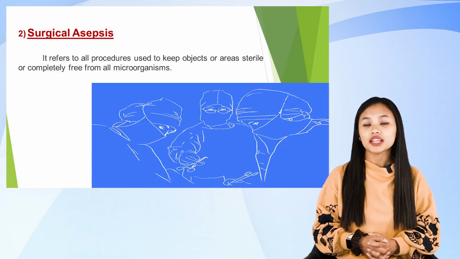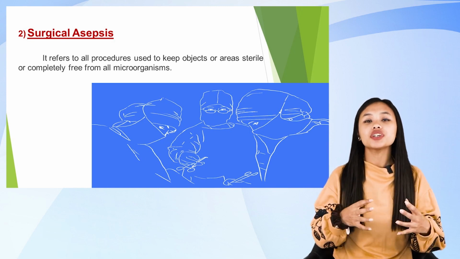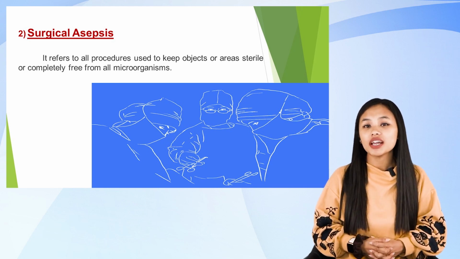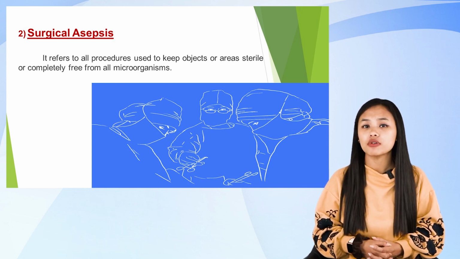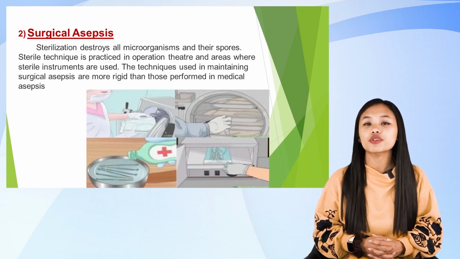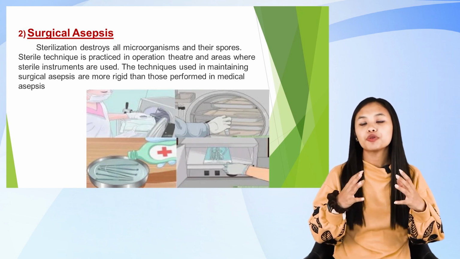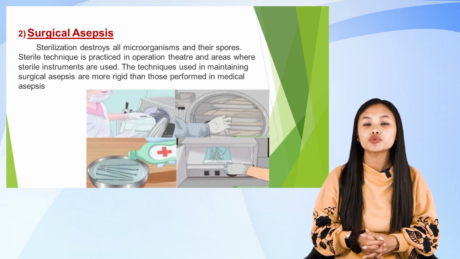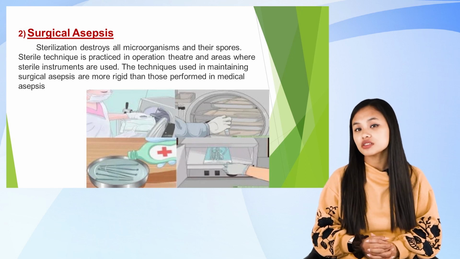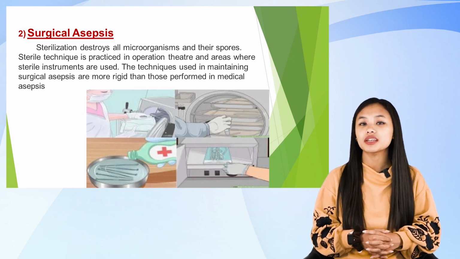Now moving on to the second type, which is the surgical asepsis. This refers to all the procedures which are done in order to keep the item as well as the area sterilized and completely free from any microorganism, because this sterilization will help to destroy all the microorganisms and their spores. And this technique is mainly practiced in the operation theater as well as in those areas where sterile instruments are kept. The technique used in surgical asepsis is more rigid as compared to that used in medical asepsis.